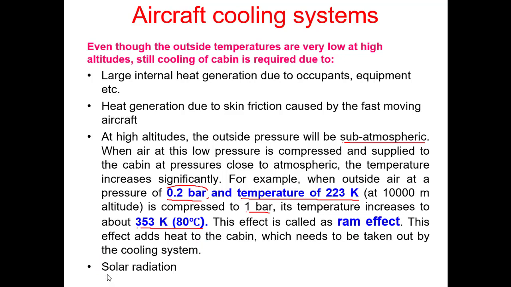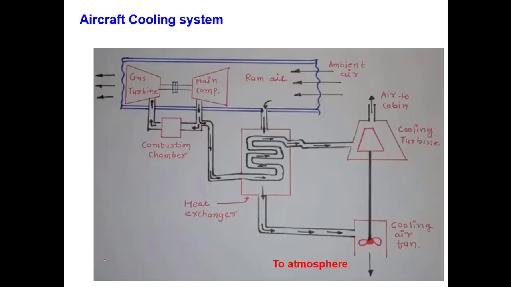The other reason is the solar radiation. If the aircraft is moving at very high altitude, the solar radiation falling on the aircraft is one of the sources of heat that we need to remove in order to produce the cooling inside the cabin. Now let's try to understand how the aircraft cooling system is working.